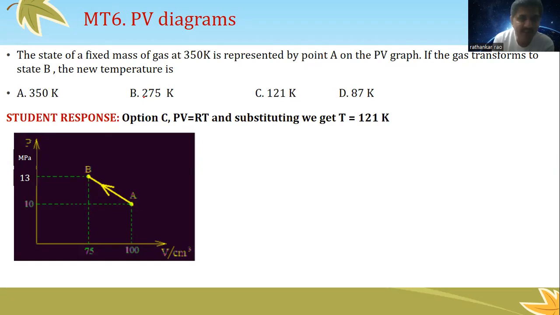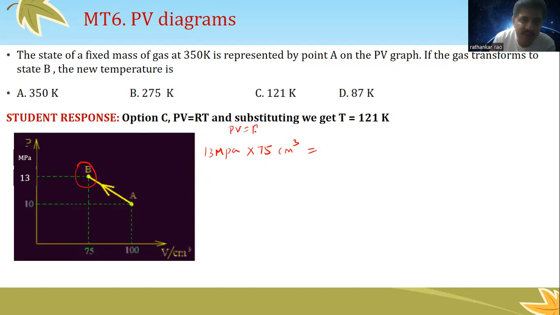Now, what students generally do is they just take PV equal to RT and substitute into it. I asked you, the gas transforms to state B at this point, now what will be the temperature? So they find out from the graph P is equal to 13 megapascals multiplied by 75 centimeter cube, and this should be equal to PV equal to RT.